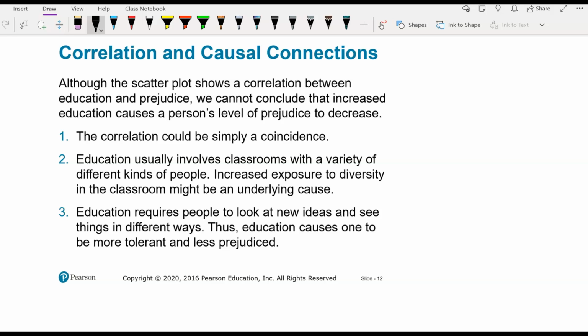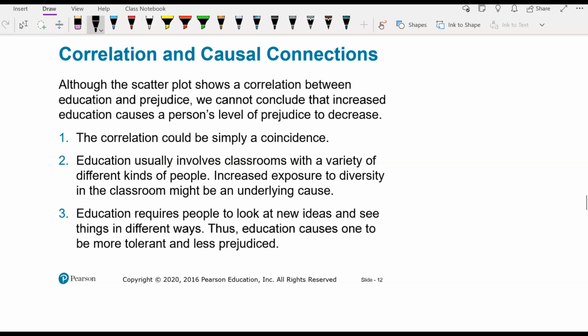So education usually involves classrooms and a variety of different kinds of people. Increased exposure to diversity in the classroom might be an underlying cause. Education requires people to look at new ideas and see things in different ways. Thus, education causes one to be more tolerant and less prejudiced.